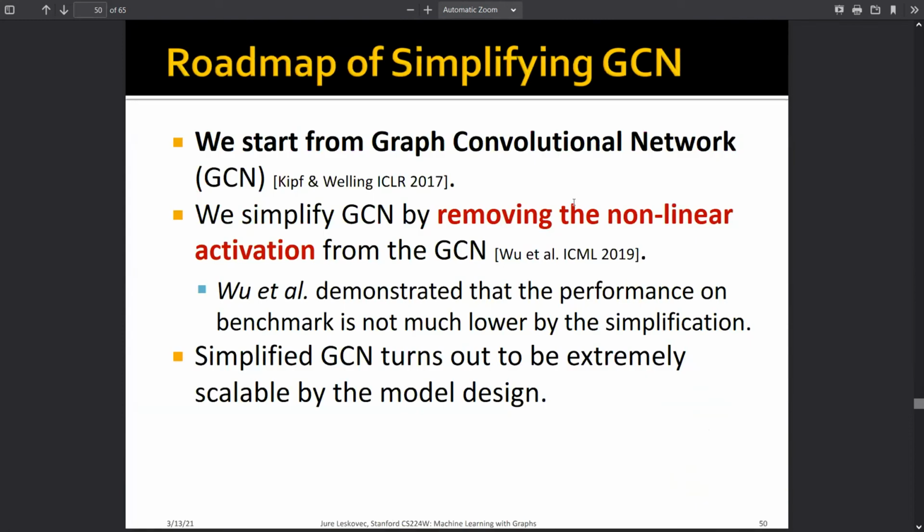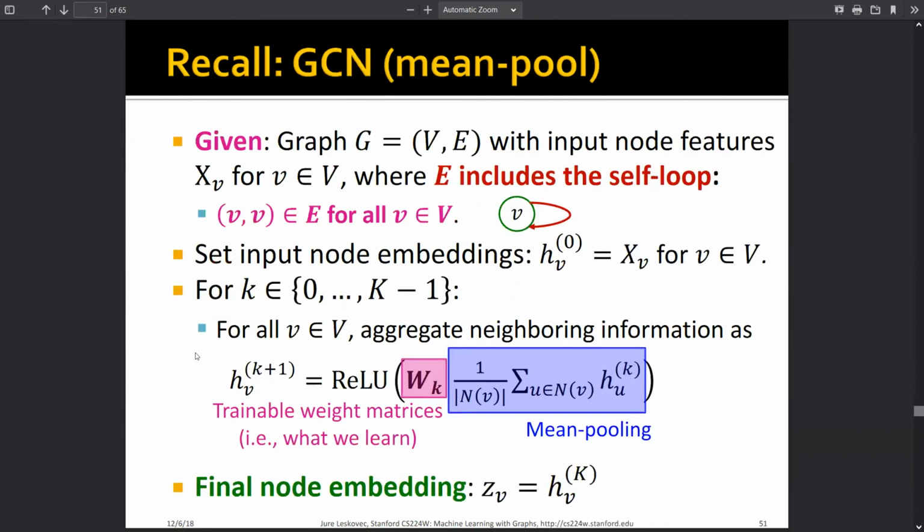Simplifying GNN, start with a graph. This one is like removing the nonlinear activation. It's kind of weird, but I guess if you're thinking of it as just aggregating the neighbors, it's a simplified graph, basically. The interactions are much simpler. So just a linear aggregation.